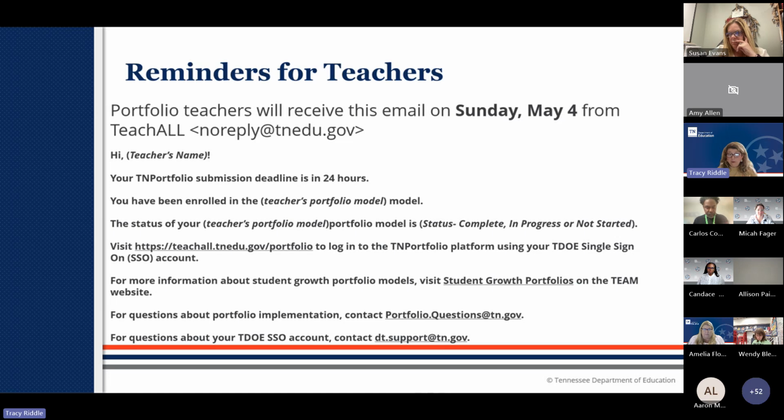On Sunday, May the 4th, 24 hours before the deadline, every teacher will receive this email from TeachAll, and it's just a reminder saying that the deadline is in 24 hours. It will also give them their status. So if a teacher thinks they're complete and they get this email and it says in progress, that would be a red flag for them. So they have 24 hours to check. They want to see this word complete, if they are complete.